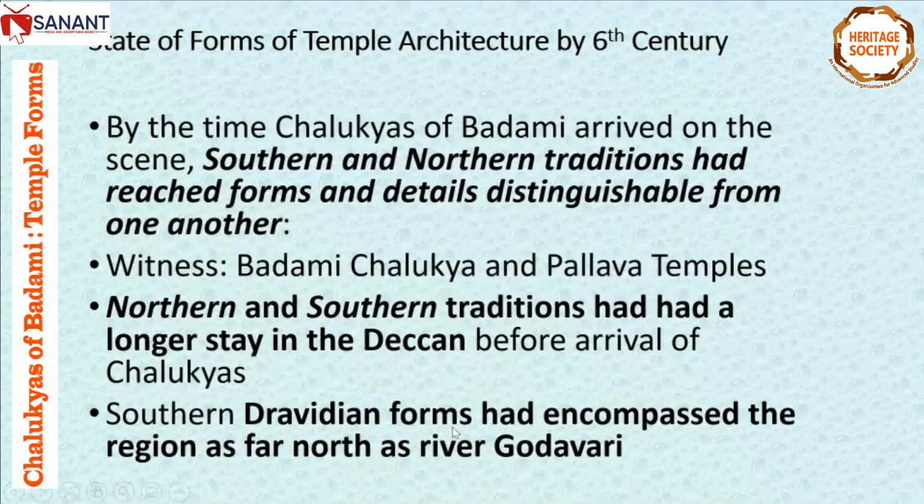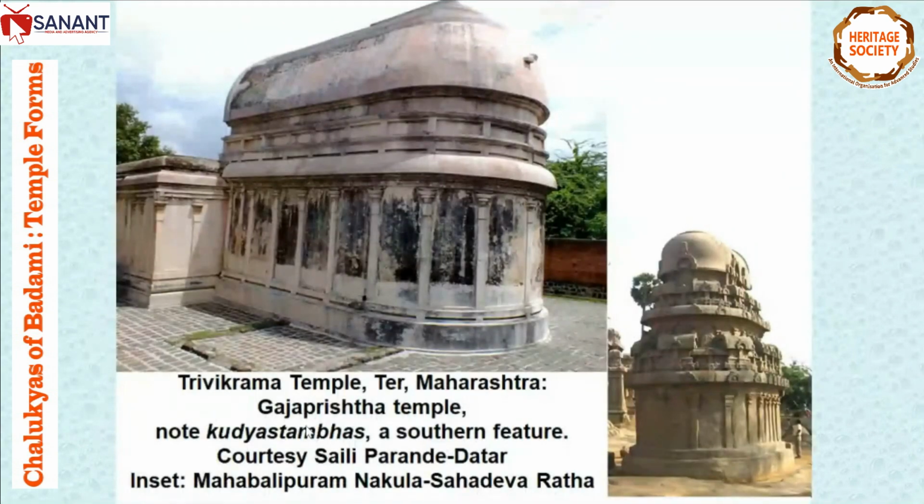Then the southern Dravida forms had encompassed a region as far north as the river Godavari. That is also a significant thing. So as late as the later Chalukyas, or even Rashtrakutas and later Chalukyas, you will notice some temples of the Dravida tradition being built in the region up to Godavari. So I'm showing you a temple called Trivikrama Temple in Ter in Maharashtra.